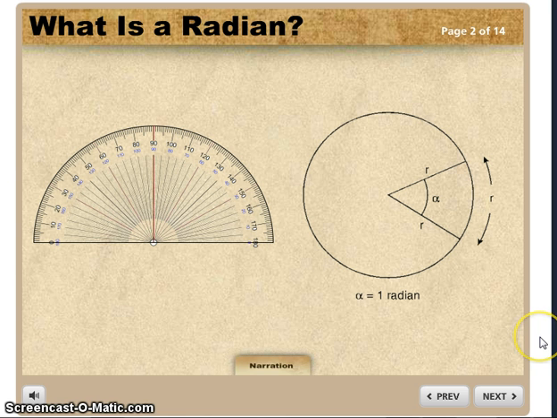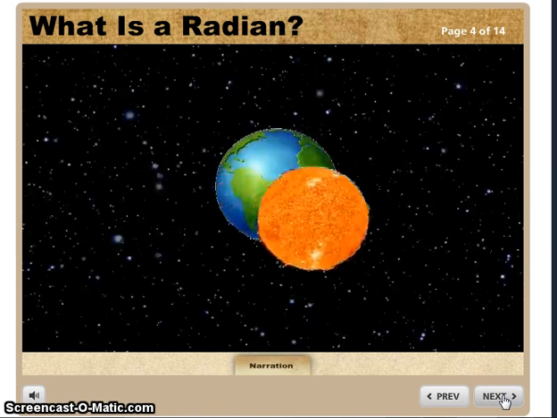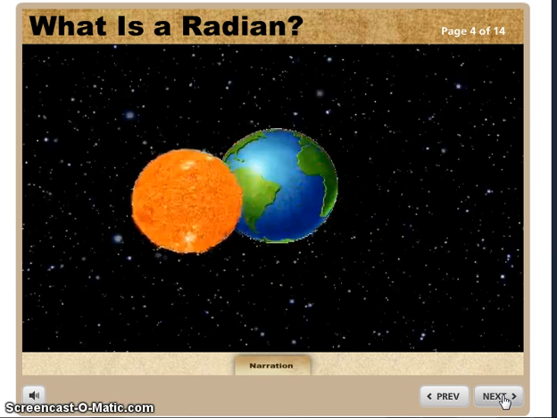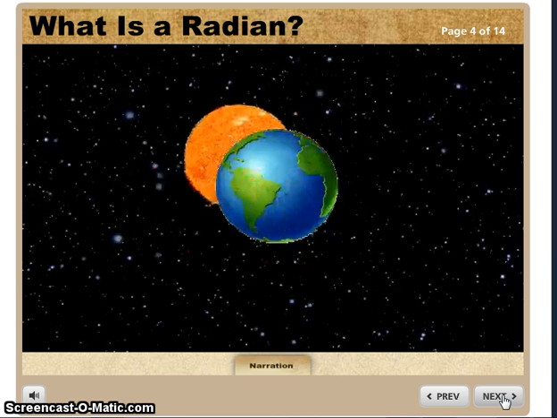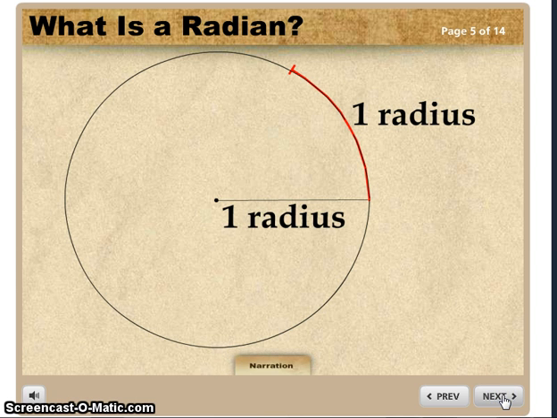Two methods are typically used to measure angles. They involve degrees and radians. The Babylonians chose to divide a circle into 360 sections. Select next to learn why they picked the number 360. One theory was that 360 was chosen because the Babylonians believed it took 360 days for the sun to pass around the earth. Radian measure is based not on a number chosen by man, but on the basic components of a circle.